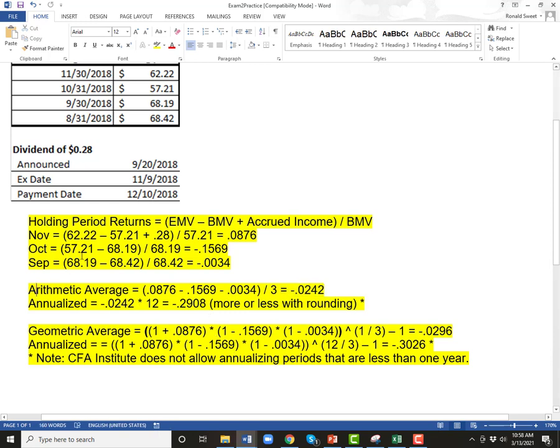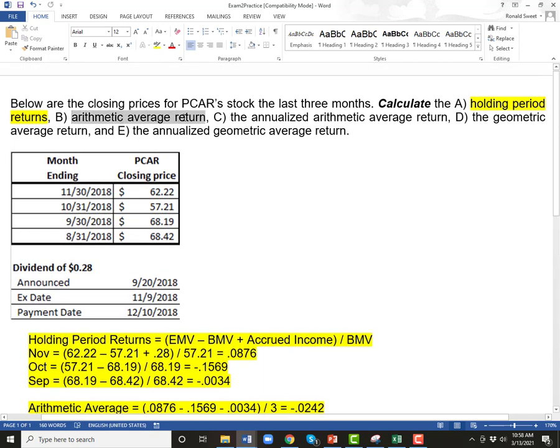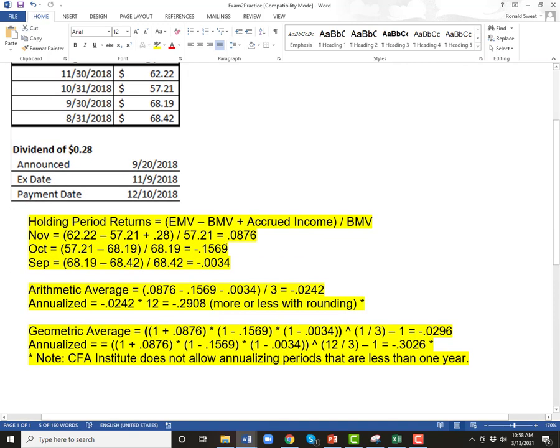Now, how do you annualize that? The arithmetic is very easy. You just take the average of the numbers. To annualize with arithmetic is really simple. If you're using monthly data, then you multiply by 12. If you're using weekly data, then you multiply by 52. So negative 0.0242 times 12 gives us negative 29.08. Now you could have some rounding issues.